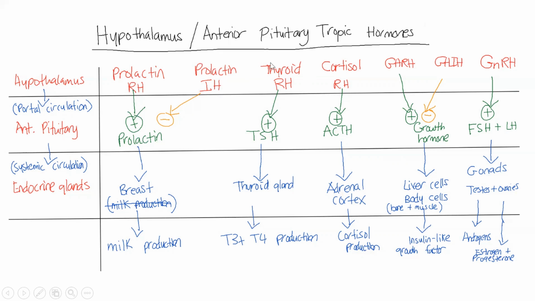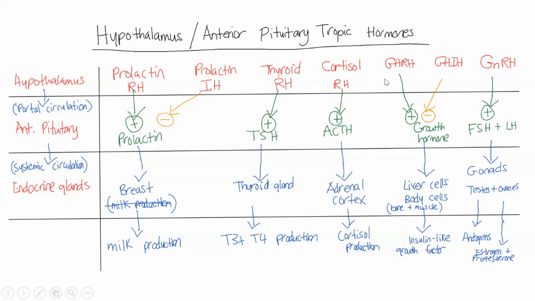We then have thyroid releasing hormone, sometimes called TRH. That is going to instruct the anterior pituitary to release or secrete TSH. We also have cortisol releasing hormone, CRH, which is going to instruct the anterior pituitary to release ACTH, okay?